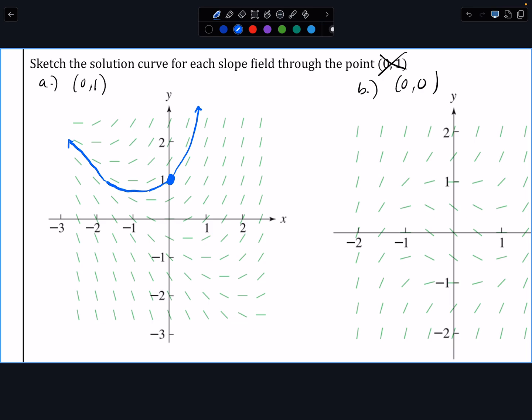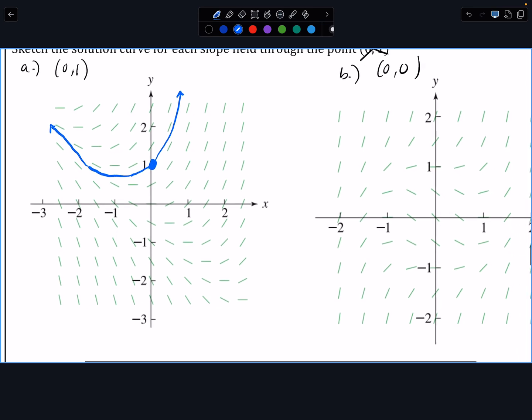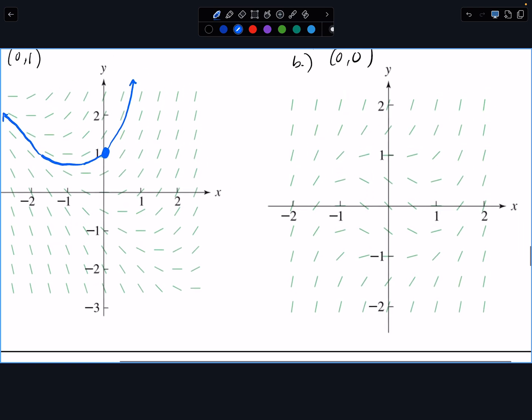And from my buddy that I go to when I have questions about teaching this class, he tells me that this has been a free-response question before too. It's like, here's a graph, sketch the solution to that point. So this is all you do. And it's either 1 point, 2 points, whatever. Okay. Now we're going to do the same thing for this point, 0, 0.